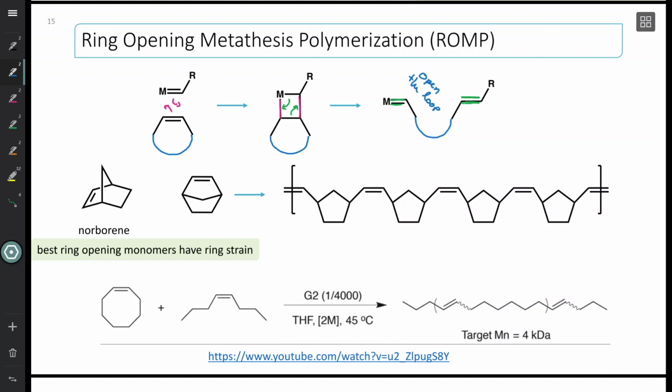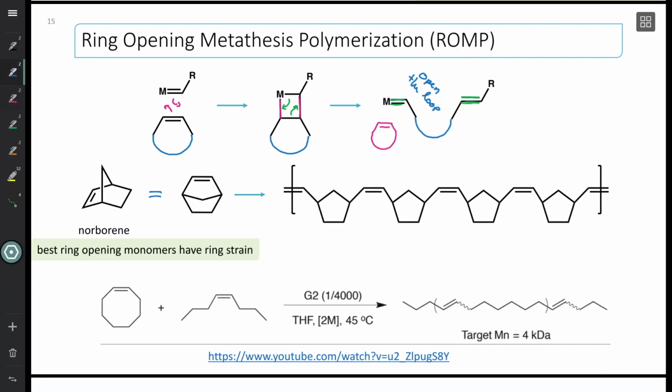But because it's a loop, it's still attached. And now when I come in with, say, another reagent, that double bond on the metal keeps reacting, and this keeps polymerizing. Now this works really well if you start with an alkene that is in a ring, but in a strained ring. So this is norbornene, and you can see that this is just two different projections.